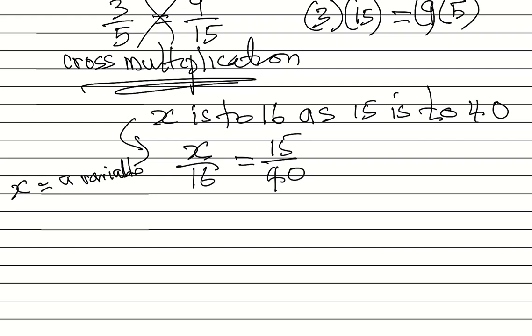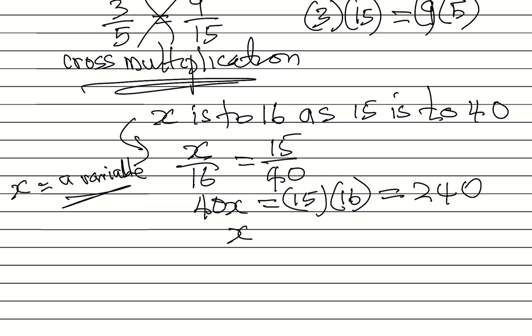We're going to get into that in algebra. This is basically an introduction of a lower algebra. You solve it by doing cross multiplication. You cross multiply, you say 40x is equals to 15 times 16, right? Which is equals to 240. Then you say x is equals to 240 divided by 40, which will give you 24 divided by 4 will give you 6. That's the answer right there.